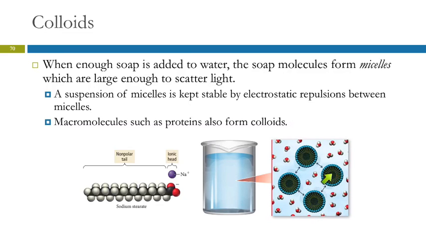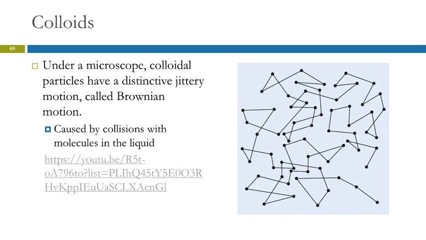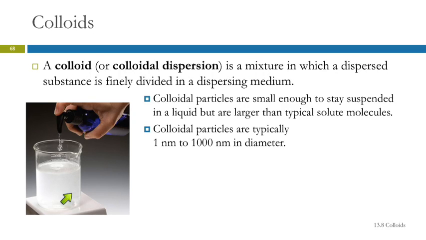These little micelles are much larger than water molecules, but they remain stable in the water because they have repulsions between them. There are electrostatic repulsions between the micelles that keep them suspended in the water. Those particles are large enough that they can scatter light. So if we look at this picture, this is soap in water. You add enough soap to the water, it doesn't matter if the soap is clear or not, it's going to get cloudy looking because the micelles that form are large enough to scatter light.